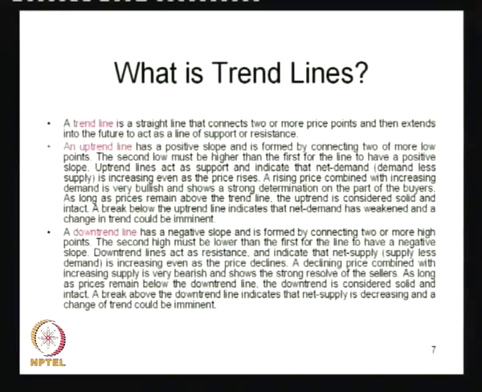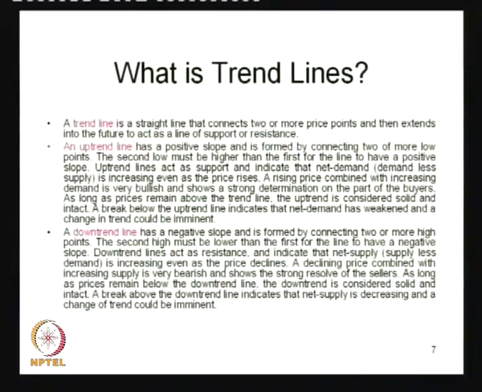Here at the second point, if you see that there is a break in the downtrend, that means the net supply is decreasing, or we can say that there is a weakness. This break above the downtrend indicates the net supply is decreasing, and basically what we can say is that the change of trend could be imminent.